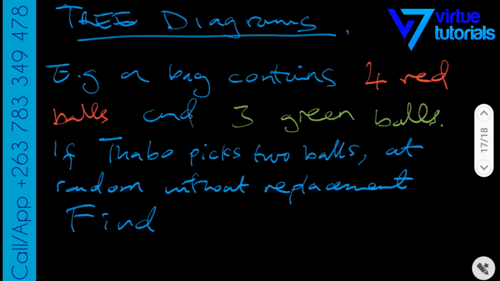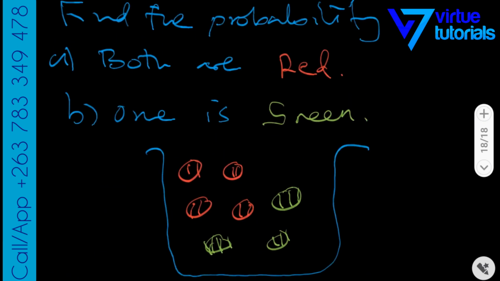So for example, a bag contains 4 red balls and 3 green balls. So that's 7 balls in total, 4 plus 3. 4 red, 3 are green. If Tabo picks 2 balls at random without replacement, find the probability that both the balls that he picks are red, or find the probability that one is green.